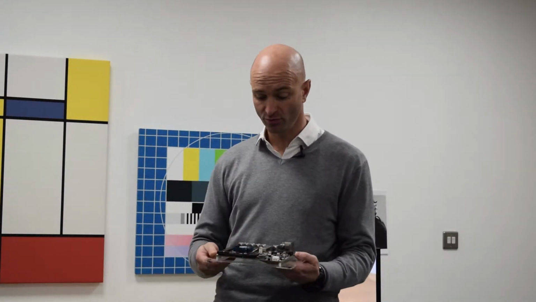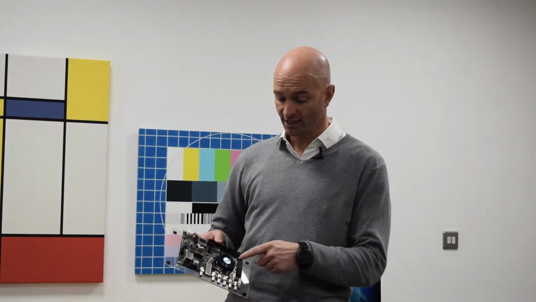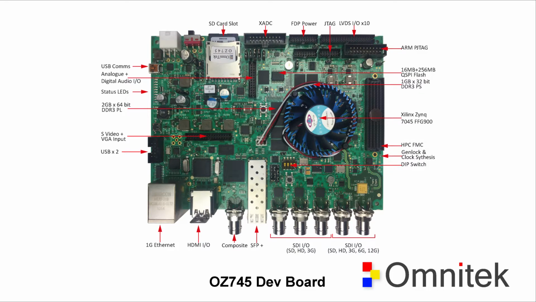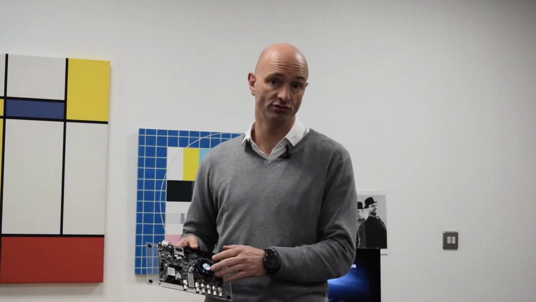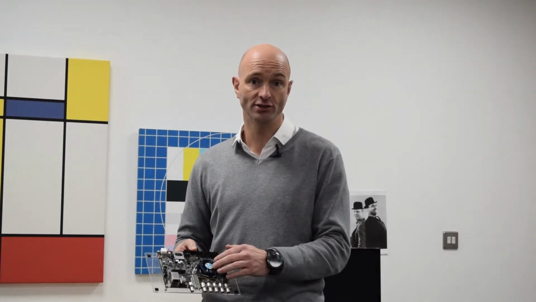We'll be demonstrating it on the OZ7045 development board, which is shown here, and this contains a Zynq 7045, which contains an FPGA fabric which will perform the real-time warp transformation, in addition to a dual-core ARM processor which is used for control and serving out a web page to control it.